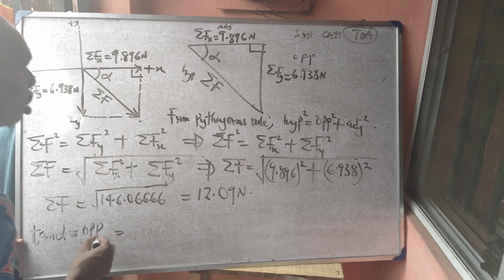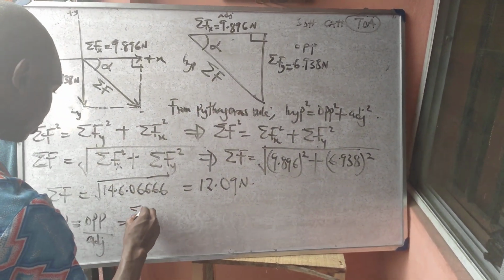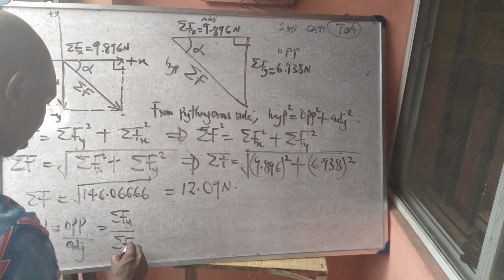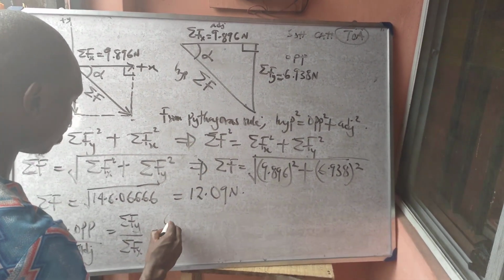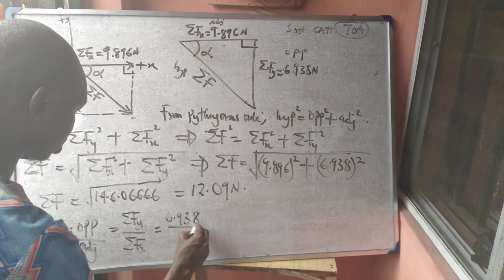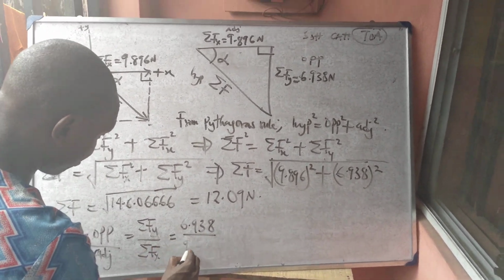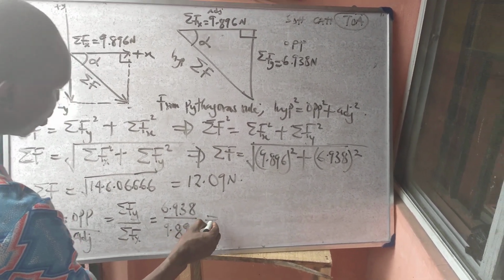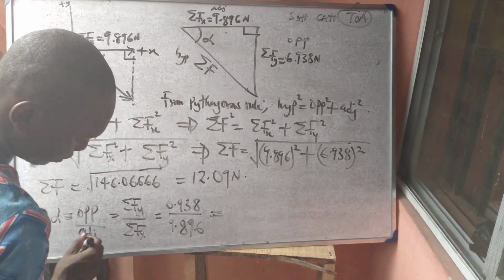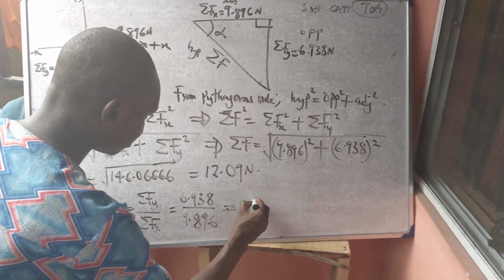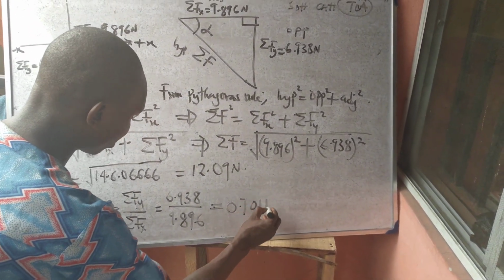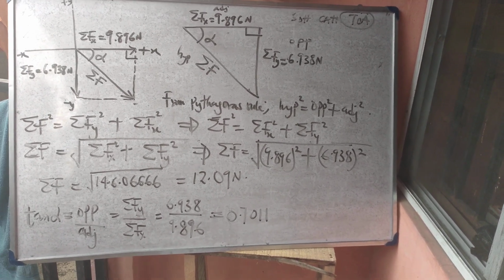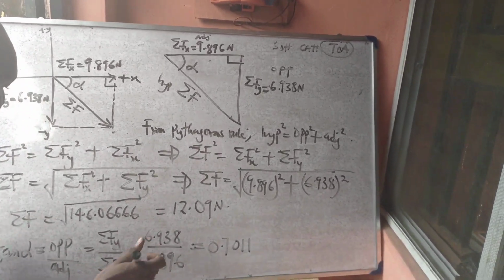So this becomes the opposite side is sigma fy, and the adjacent side is sigma fx. And sigma fy is what? 6.938 divided by sigma fx is 9.896. When you divide, it gives you 0.7011. Now we'll look for the tan inverse of 0.7011.